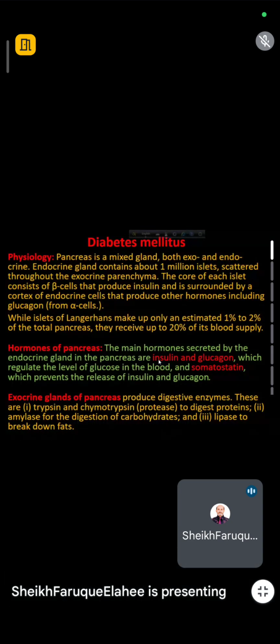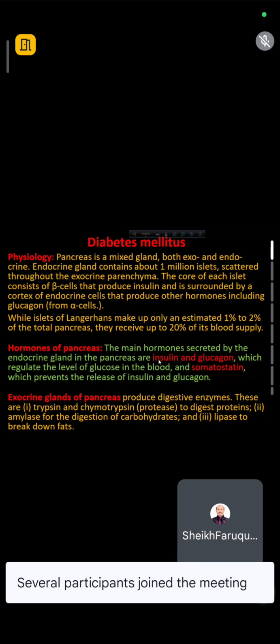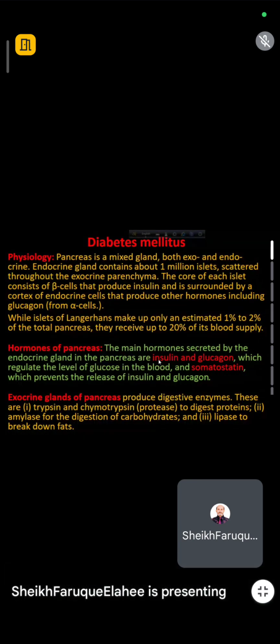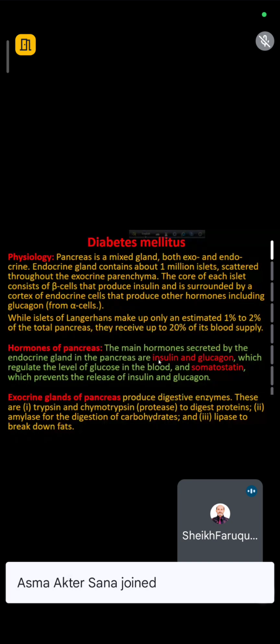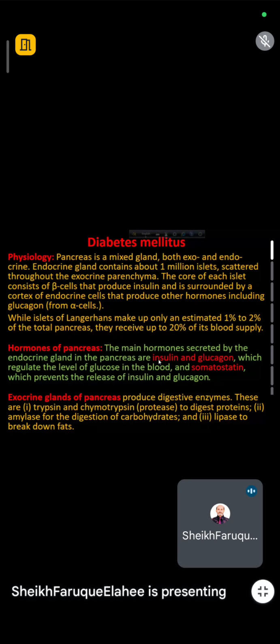The glucagon hormone has the opposite effect. This will discourage the cells to take up glucose. That's why there will be more glucose in the blood. So these two hormones work against each other. Insulin reduces the amount of glucose in the blood, and glucagon increases the amount of glucose in the blood. And somatostatin, it prevents release of insulin and glucagon. Okay, we will see only these two hormones. Insulin decreases blood glucose and glucagon increases blood glucose.